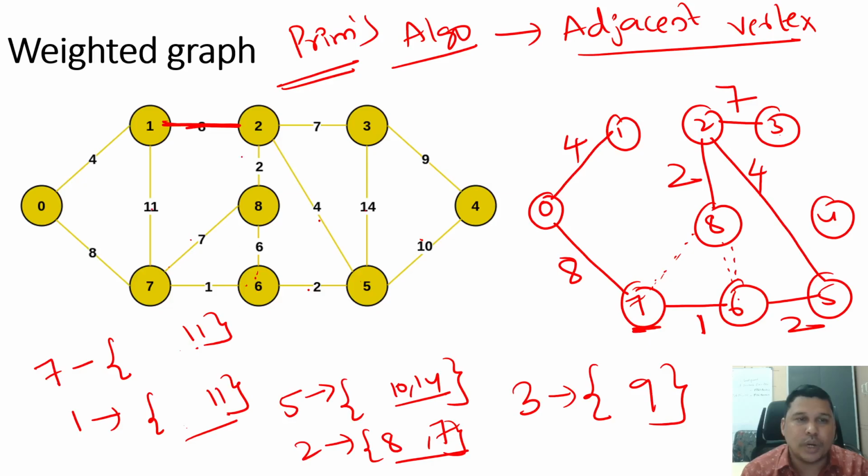Where is that 2 node here? From here, this is the 8. So again it is forming a cycle. I will remove this. 2 to 7, I already included. I have to remove this. So 2 is also gone.